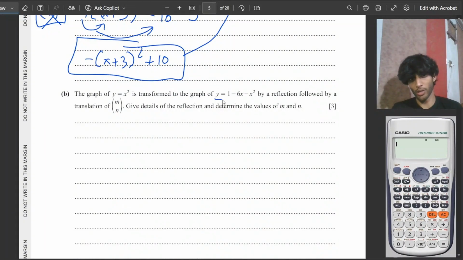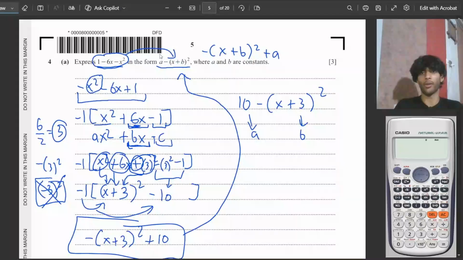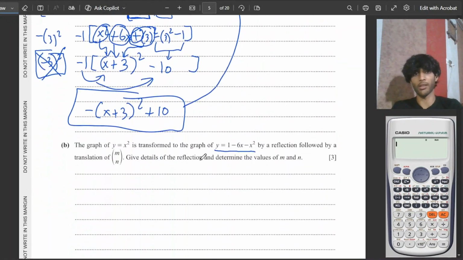This equation, here's what I want you guys to know. Remember when I said keep your brain open? That was really important. If you go back to part A, you're actually going to see that you just converted this thing into its vertex form. Now, they didn't just make you do that for no reason. You're actually going to use it in this B part.